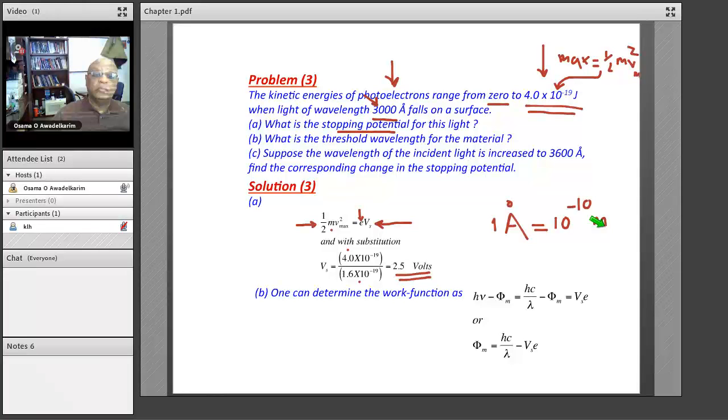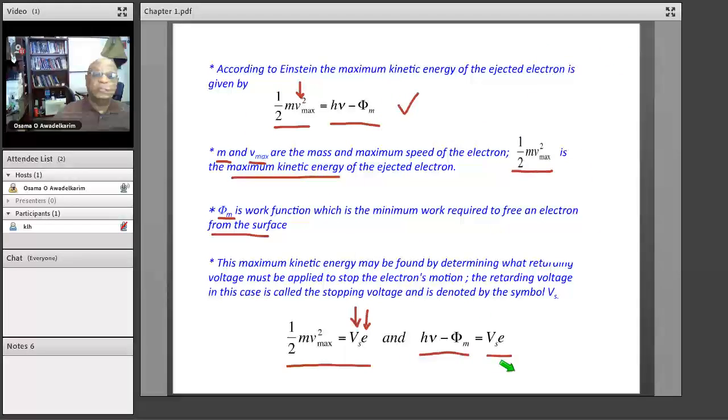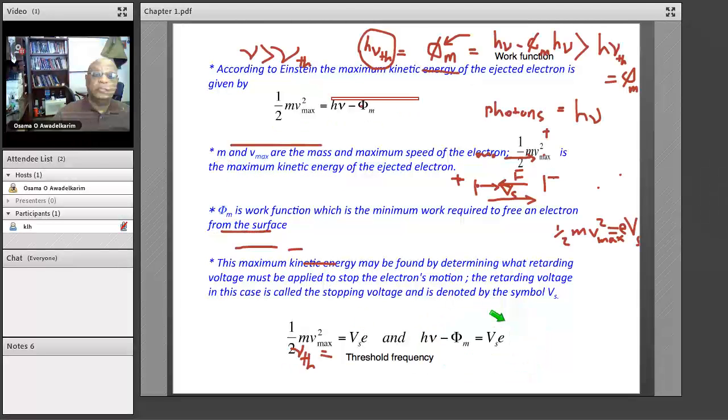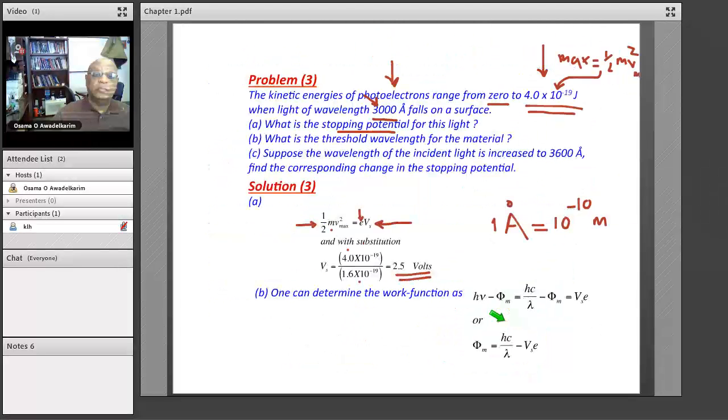Then the next question is, what's the threshold wavelength for the material? Again, we go back and use this formula. Now we know the stopping potential. We know e, the electronic charge. What else do we know? Do we know phi m? We know lambda, right? We know lambda. We want to find phi m, that's the work function. So we know nu, we know h.